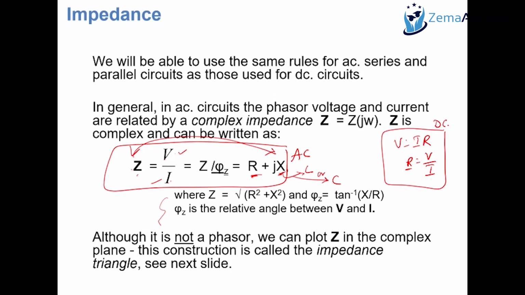Again, all of these parameters here, voltage, current, and Z, they're all phasors. That's why they're written as bold letters. Whereas here, the phase is indicated separately. So you see the Z is not bold anymore, R is not bold, X is not bold.